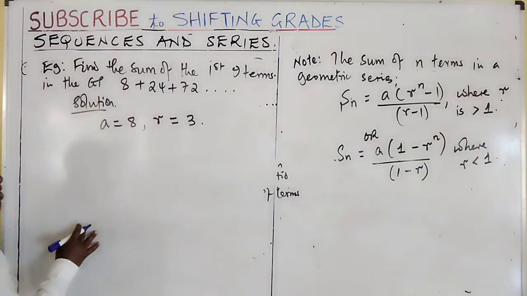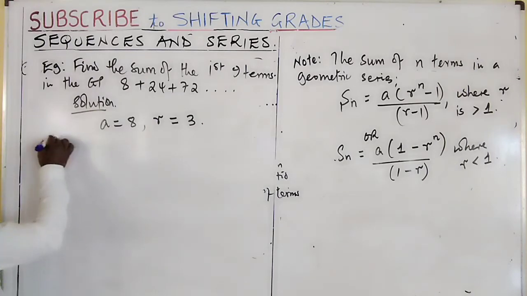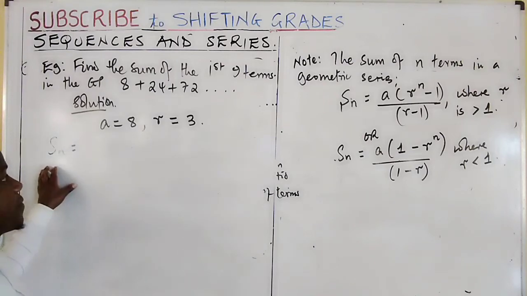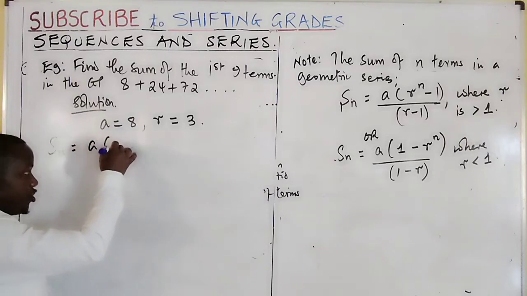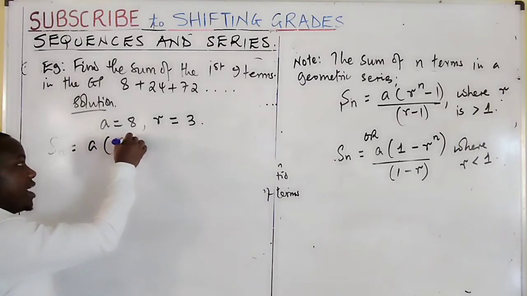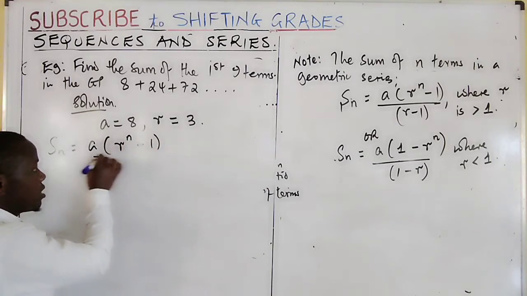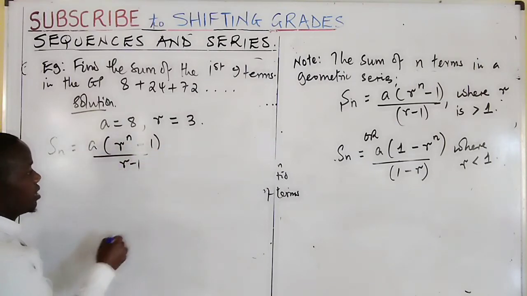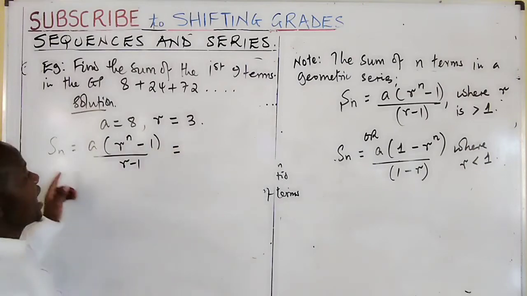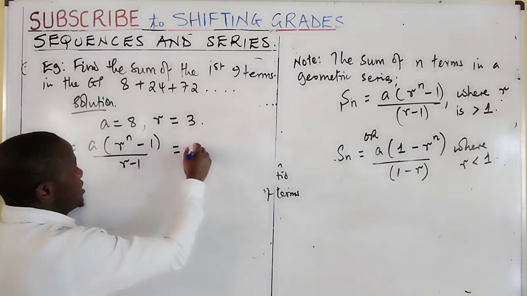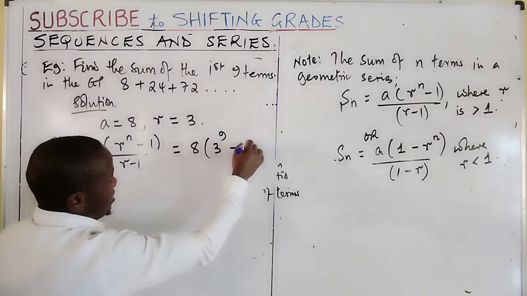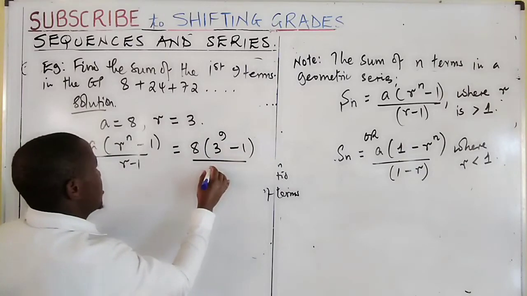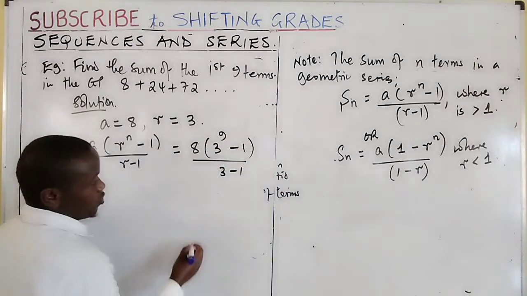But instead of that, we have a formula for the first n terms, and in this case r is greater than 1, so a into r raised to n minus 1, divided by r minus 1. Therefore the first 9 terms: a is 8 into r raised to 9 minus 1, all over r minus 1.